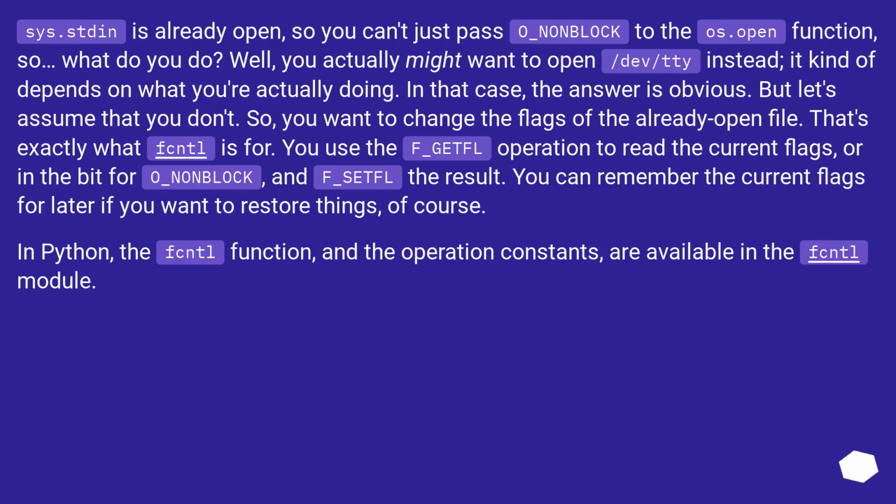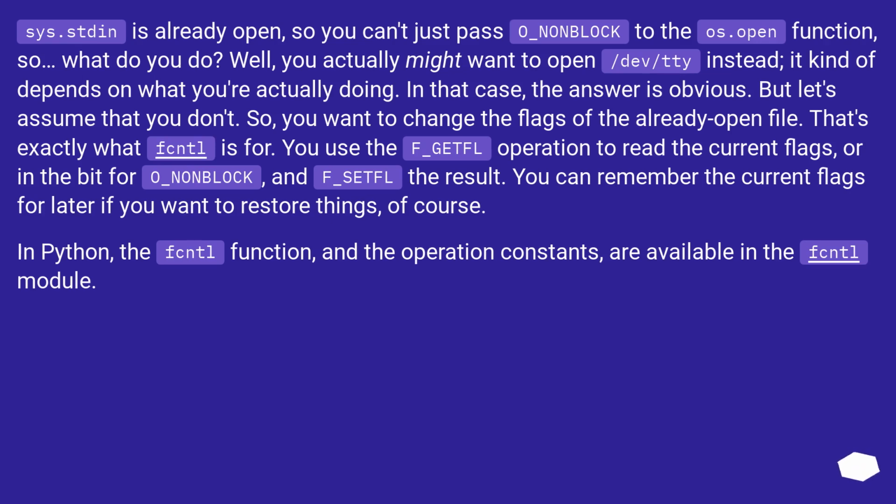sys.stdin is already open, so you can't just pass O_NONBLOCK to the os.open function, so what do you do? Well, you actually might want to open /dev/tty instead. It kind of depends on what you're actually doing. In that case, the answer is obvious. But let's assume that you don't.